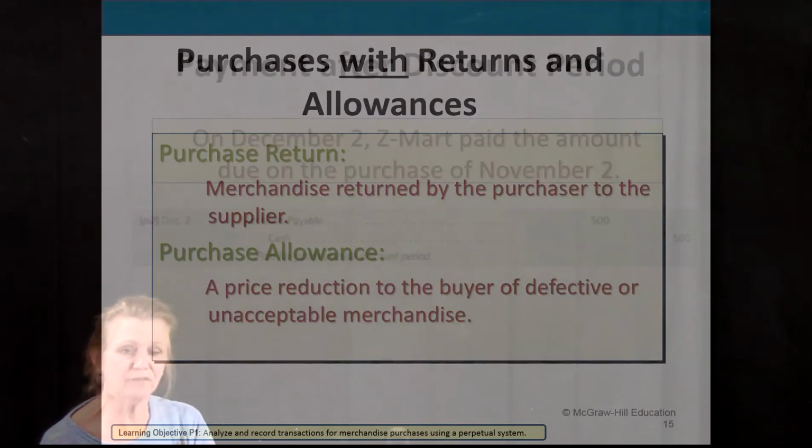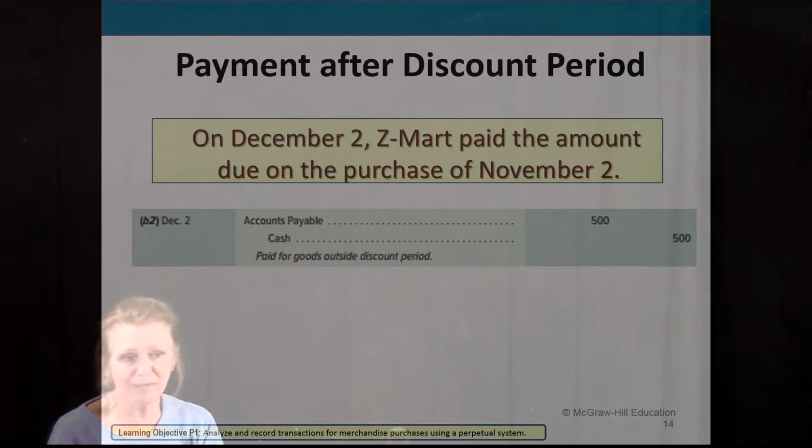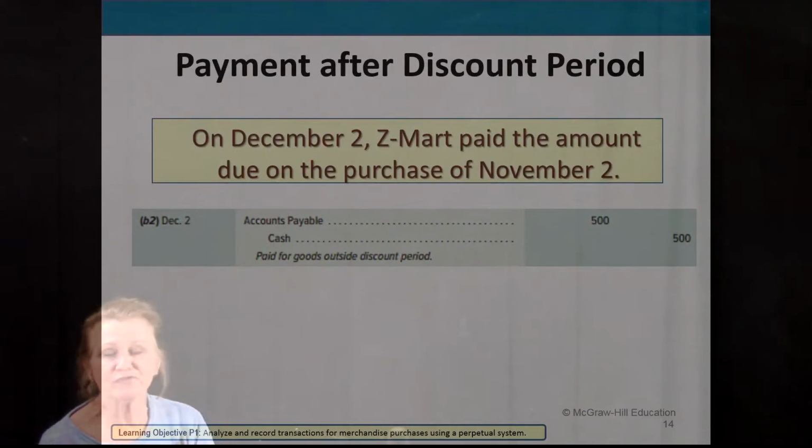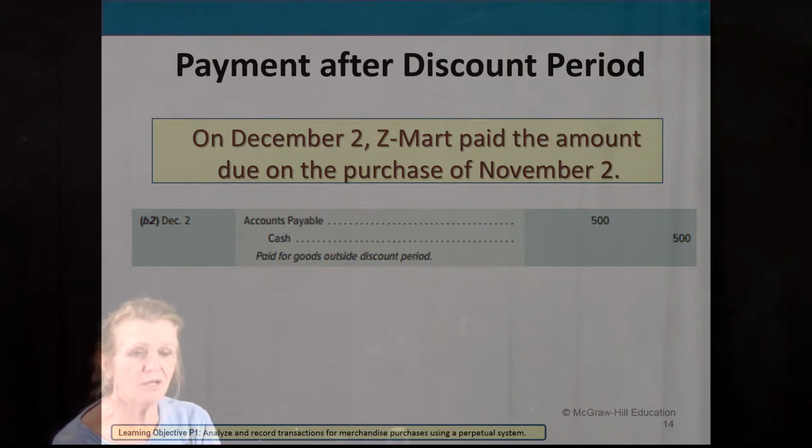If you pay it after the discount period, accounts payable, the $500, cash $500, it does not affect your merchandise inventory cost at all because you didn't get a discount.